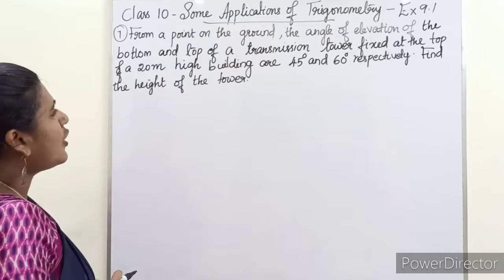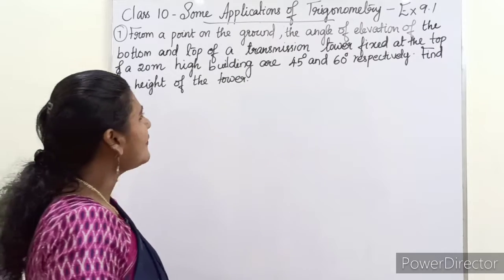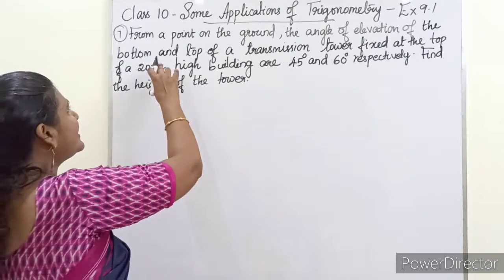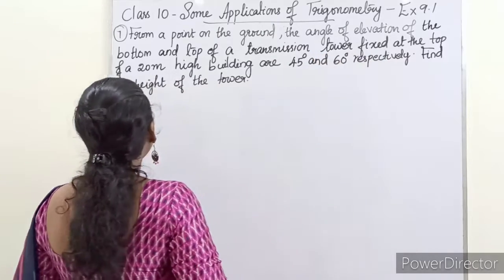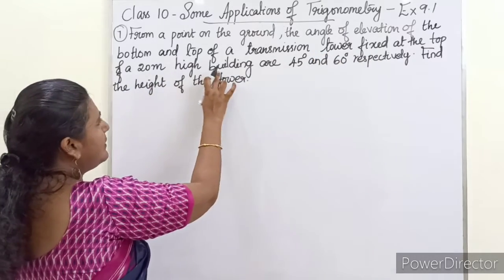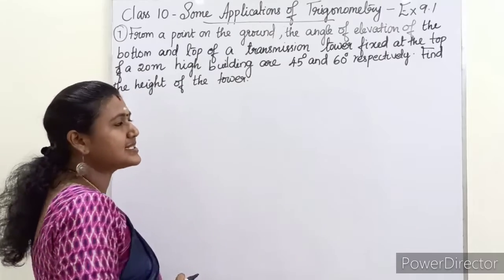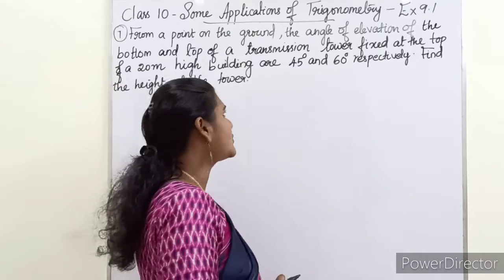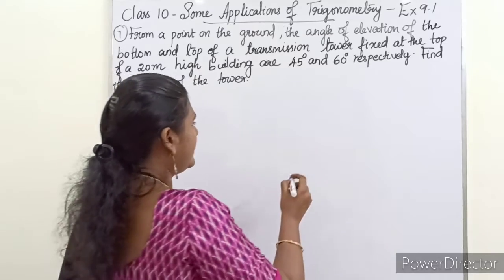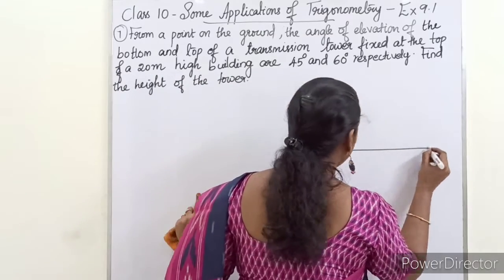From a point on the ground, the angle of elevation of the bottom and the top of a transmission tower fixed at the top of a 20-meter high building are 45 degree and 60 degree respectively. Find the height of the tower. So here in this question, we'll draw the diagram first.